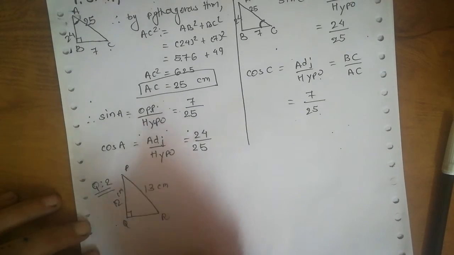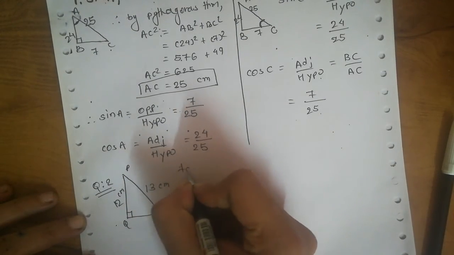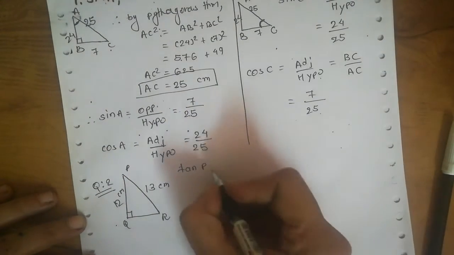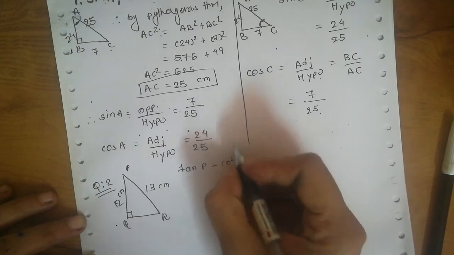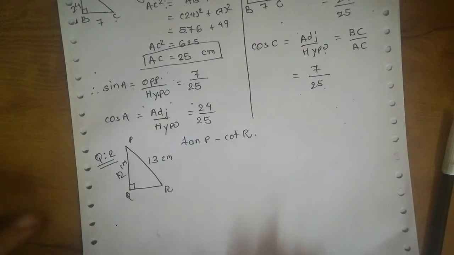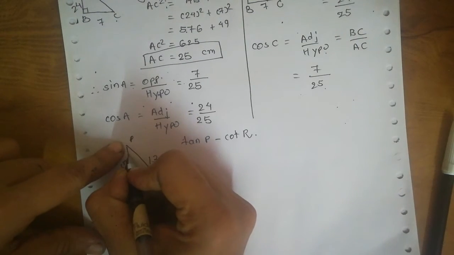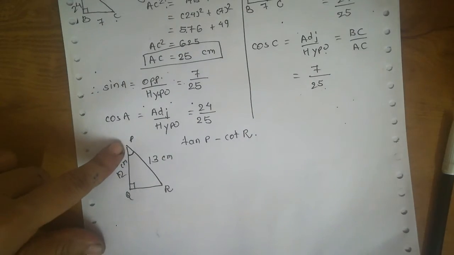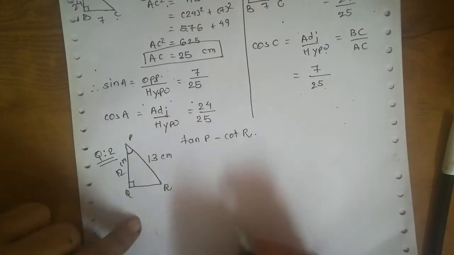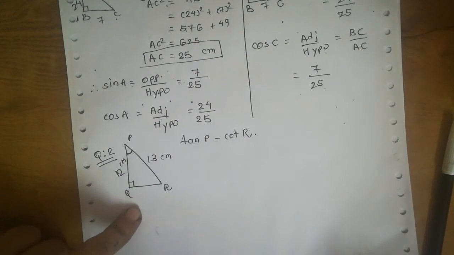12 centimeter and 13 centimeter, and we need to find tan P minus cot R. Okay, so for that, as I told earlier, we need the values of all three sides of the right angle triangle. So tan P, if we consider this triangle and the reference angle is the angle P. Therefore, first we need to find the third side, that means QR, by the Pythagoras theorem.